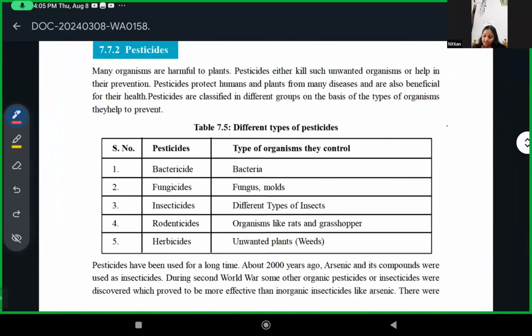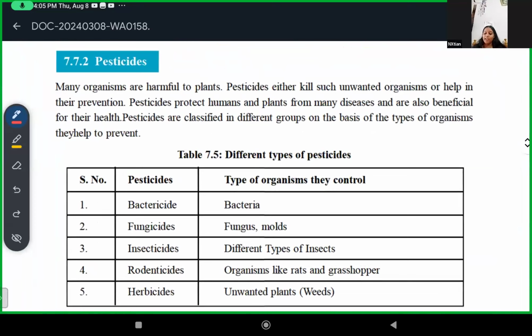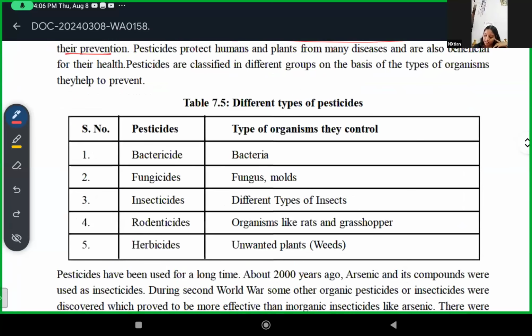Then we have pesticides. Now this is to kill the unwanted plants and unwanted insects that get in the plants. This is to kill them, or to prevent them from eating the crops, from damaging the crops. So, pesticides either kill such unwanted organisms or help in their prevention. They protect humans and plants from many diseases and are also beneficial for their health. They are classified into different groups on the basis of the types of organisms they help to prevent.